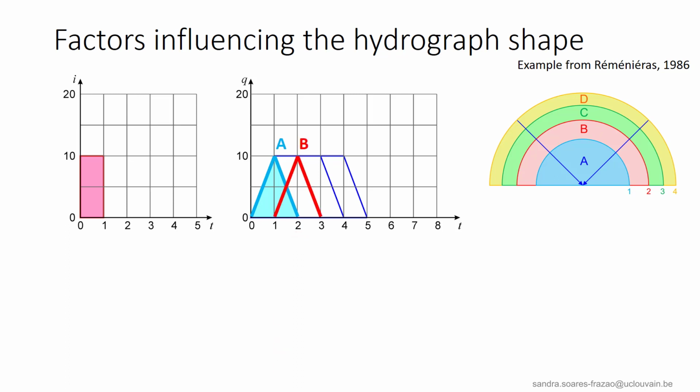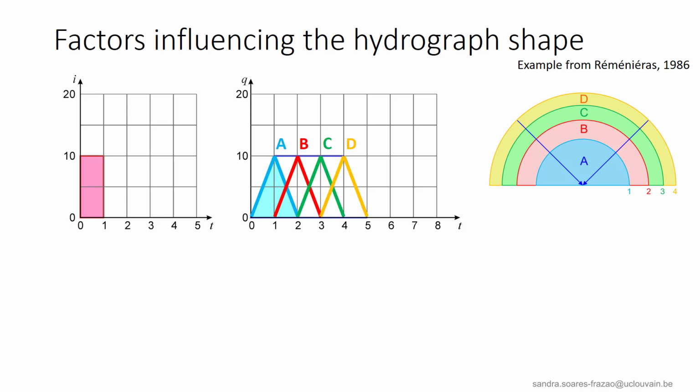We can do the same for subcatchment B, taking into account the fact that the water exiting this subcatchment takes 1 hour to cross subcatchment A before reaching the outlet. Then we have similar hydrographs for C and for D.